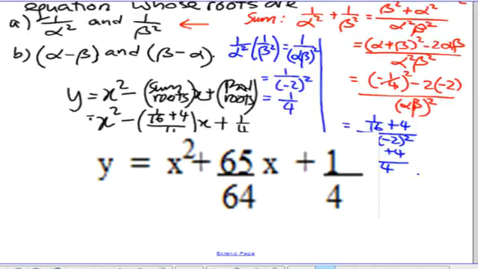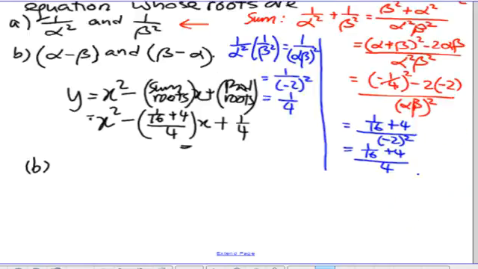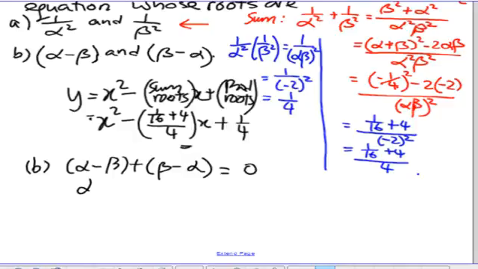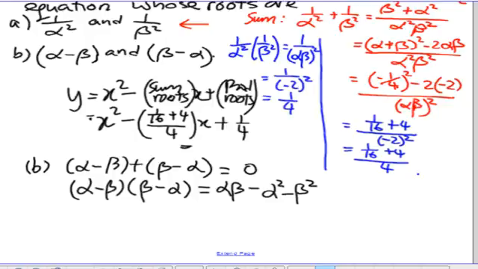Now for b, we'll do something very similar. So first we need to consider the sum, alpha minus beta plus beta minus alpha, which you can see is alpha and negative alpha, and negative beta and plus beta all cancel off. That means it's equal to 0. That's easy, the sum is 0. Whereas the product is this, which is alpha minus beta times beta minus alpha, then plus alpha beta.